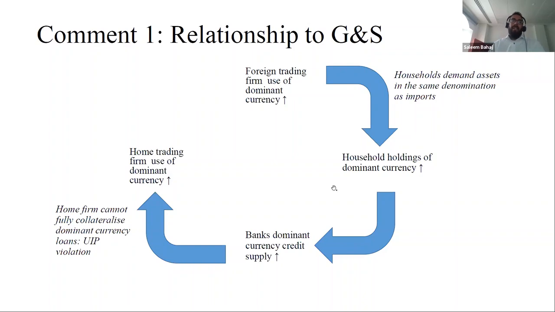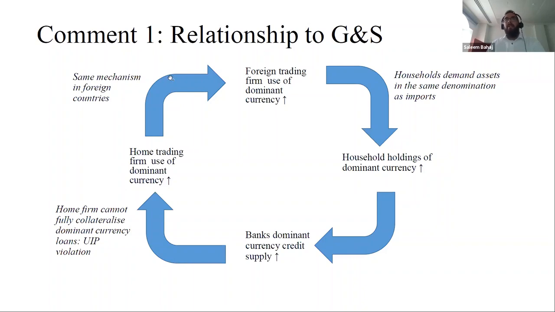And the key friction in this paper is that basically home firms cannot fully collateralize all their dollar loans, and that means there's an excess supply, in a sense, of dollar financing, and we get UIP violations. So dollar assets are more valuable than foreign currency loans, and because home trading firms are using the dominant currency, the same mechanism applies in the foreign country. So that's a very similar paper.